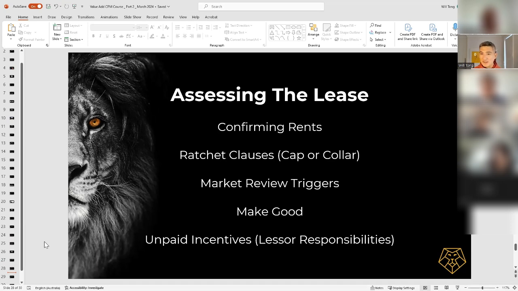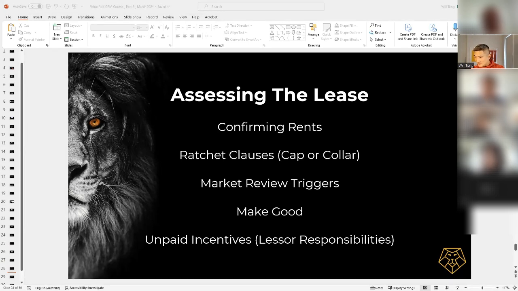Now, I'm not a lawyer. I don't know if any of you guys are lawyers. So I'm not reading every single word of the lease. I'm just reading the key components of the lease. And these are the things that I'm looking for, these 5 things: confirming the rents, checking whether there's a market review, a ratchet clause, any make good, and any unpaid incentives or landlord responsibilities.